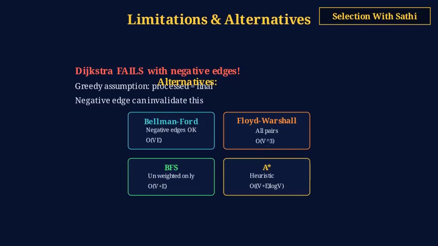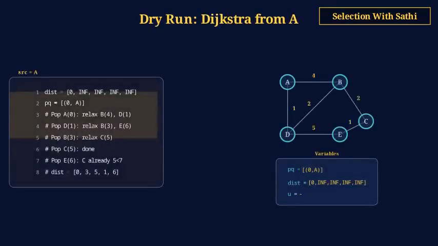Bellman-Ford handles negative edge weights by relaxing all edges V minus 1 times. It runs in O(V times E), slower but more general. The critical point: Dijkstra fails with negative edges. Its greedy assumption that a finalized node has the shortest distance breaks when a negative edge could later provide a shorter path. Let us trace Dijkstra on a 5-node graph.